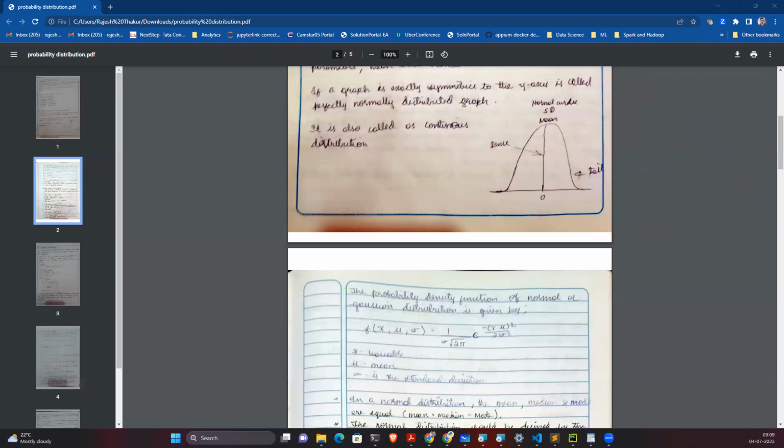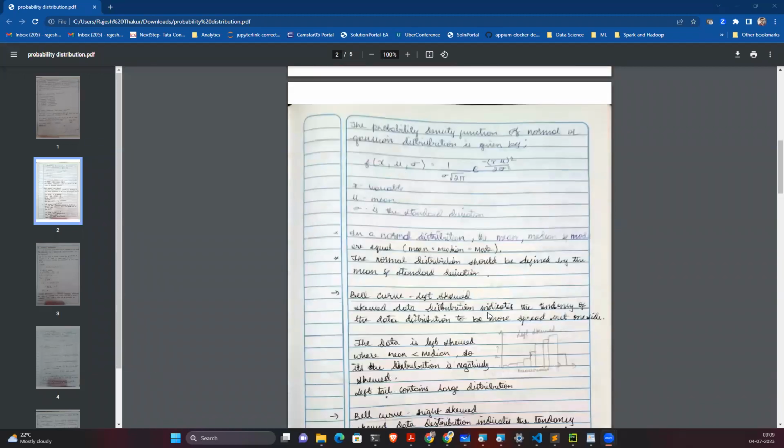In the bell curve, there are two types of skew: right skewed and left skewed. A left skewed distribution indicates the data is more spread out on one side, that is, the mean will be less than the median. We call it negatively skewed, where the left tail contains the large distribution of data. How can I recognize left skewed data? The mean will be less than the median.